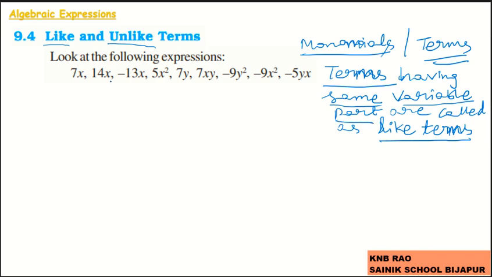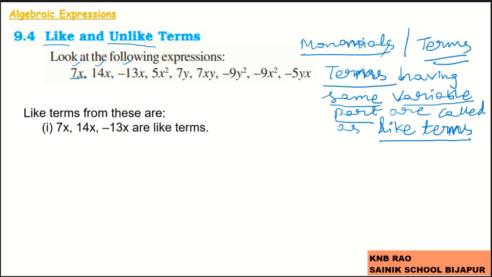Here, in 7x, in this term x is the variable part, and 7 is the constant part or numerical part. So, now if I want to identify the like terms, I must look for the same variable part. So, 7x, 14x, minus 13x, they are all like terms. First I will give you examples. First one, 7x, 14x, minus 13x are like terms. You know the reason? They have the same variable part, that is x, x, x.